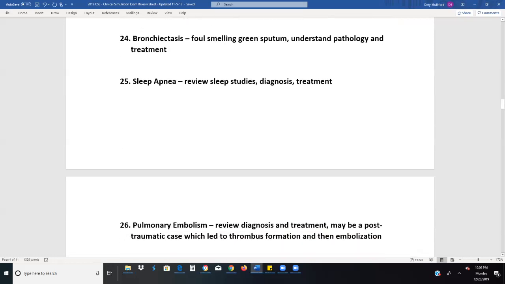Bronchiectasis, foul-smelling green sputum, that's going to be a code for this patient has bronchiectasis, so understand the pathology and treatment there. Sleep apnea, this is well covered on the TMC review sheet, but review the sleep studies, the diagnosis, the treatment. CPAP is sufficient for obstructive sleep apnea. It is not sufficient for central sleep apnea. There you need at least BiPAP, maybe a ventilator.